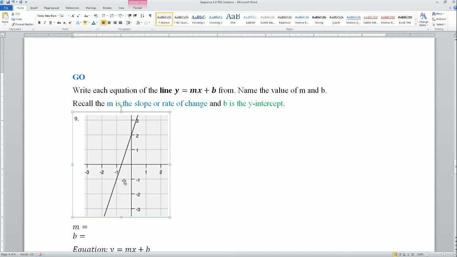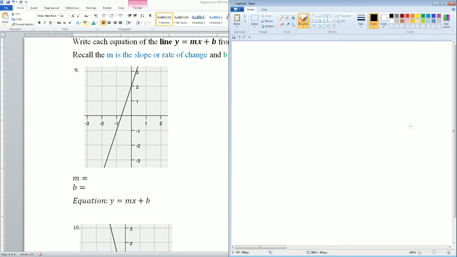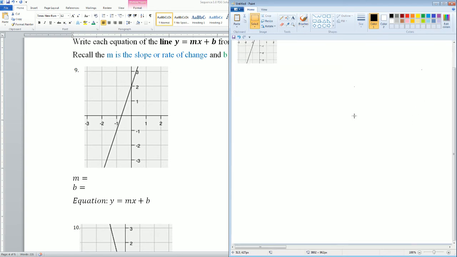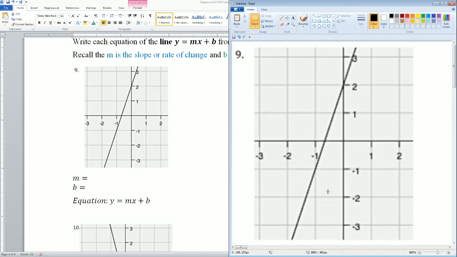Alright, so I have this image right here. I'm going to grab that image into Paint. Alright, hopefully we could see it in Paint. Can you see it in Paint? Yeah, alright. You should see it in Paint now.